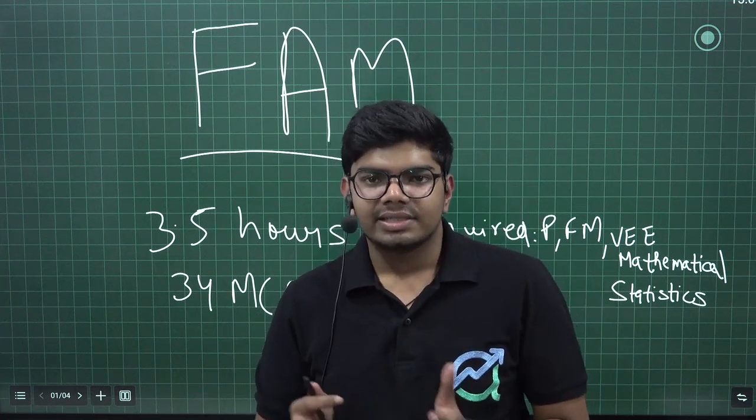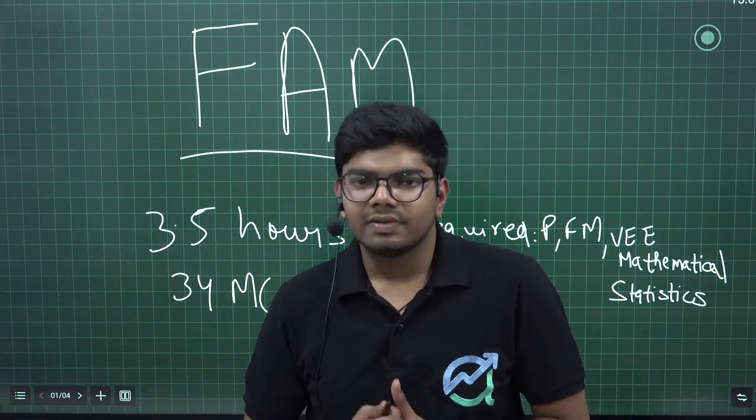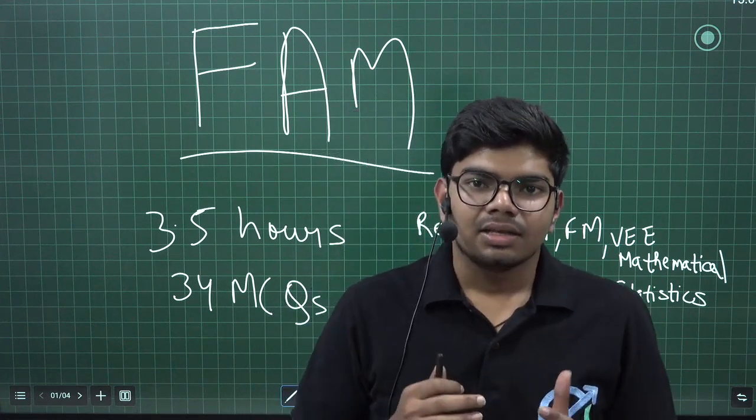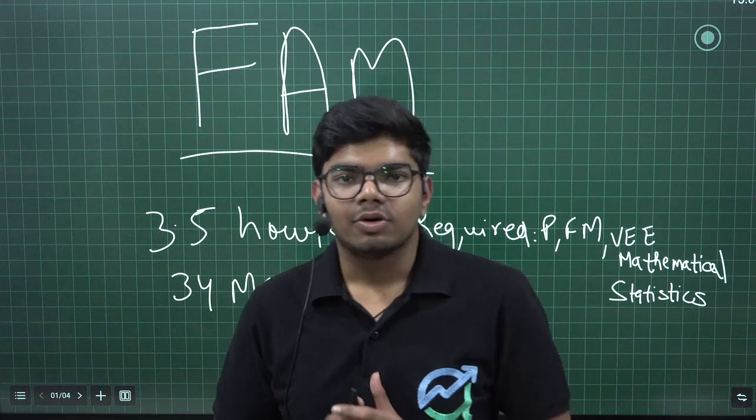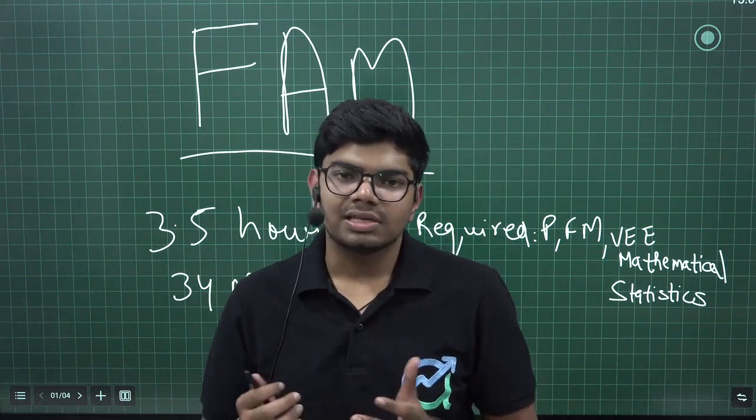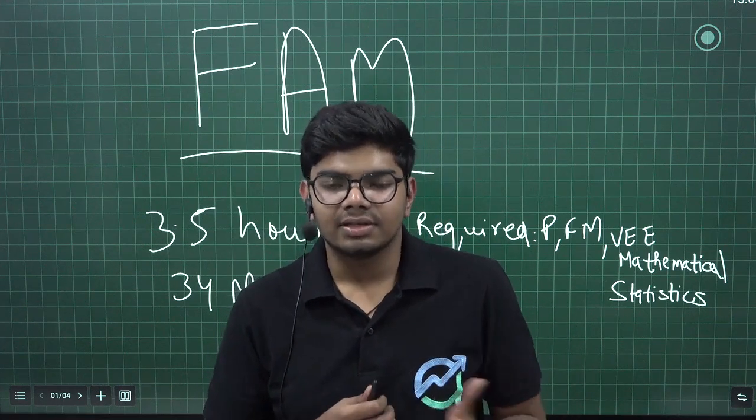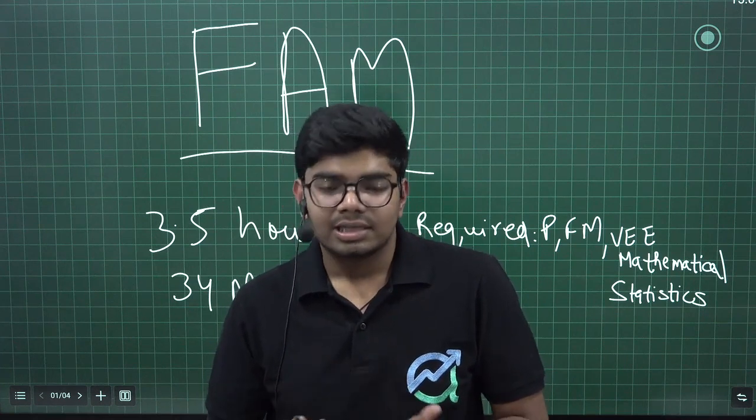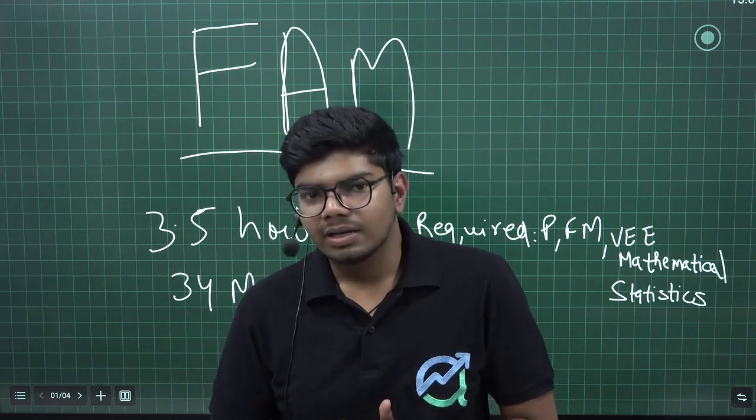Now FAM is essentially a paper in SOA, which is Fundamentals of Actuarial Mathematics. The duration for the paper is about 3 months, approximately. Obviously it can be completed before that, it can be completed after that as well. The next attempt for the FAM would be in March 2025.